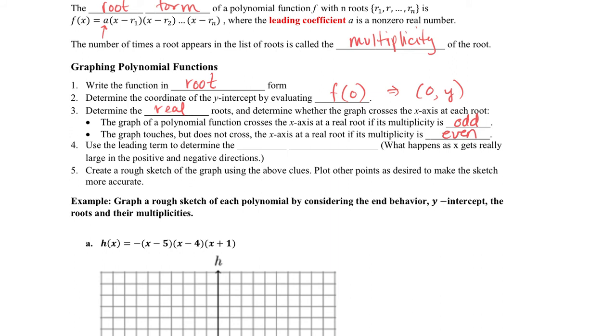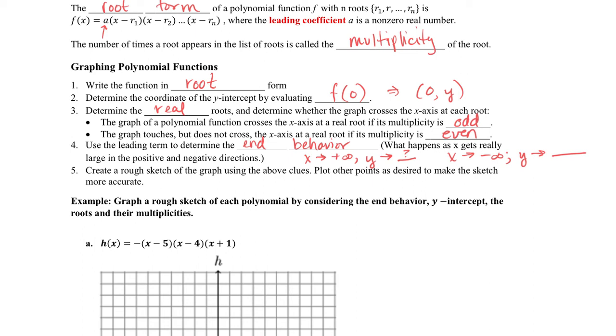We're going to use the leading term to determine the end behavior. That's what we just did in our previous work. So what happens as x gets really, really large in the positive and negative directions? As x approaches positive infinity, where does y go? And as x approaches negative infinity, where does y go? That's what we're looking for, that end behavior, and we're going to use that leading term to determine that.